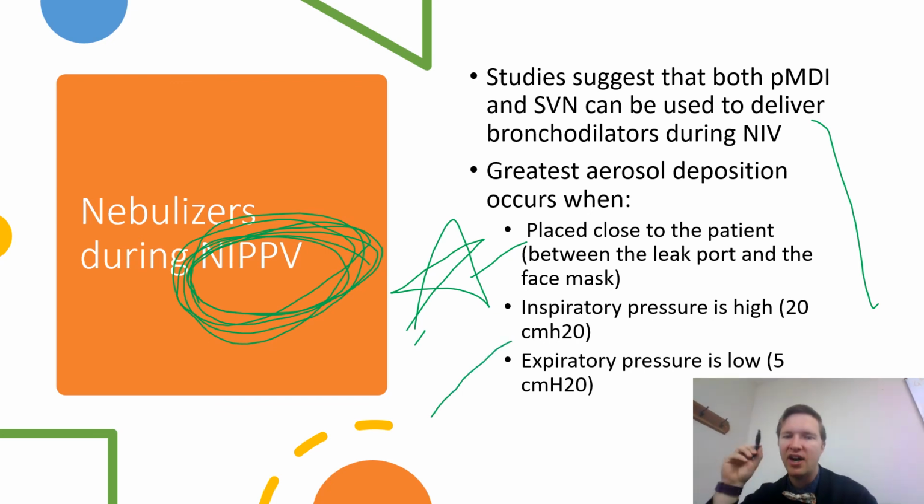Inspiratory pressure is high, in other words, a better deposition compared to a low pressure. And expiratory pressure about 5. So that's to make sure we have that continuous deposition in there as well. So can you do this to patients that are on non-invasive positive pressure ventilation? Absolutely. But in this case, instead of placing it back at the heater for the small volume neb, they want you to place it proximal to the patient between the leak port and the face mask. Did you hear me there? But MDIs also are going to be proximal to the patient as well.